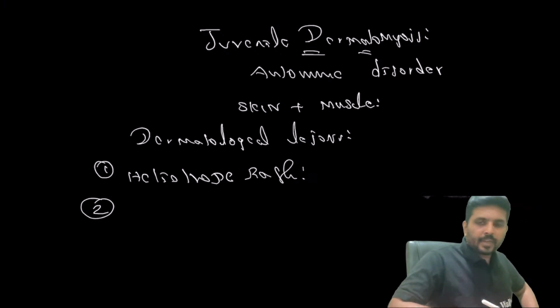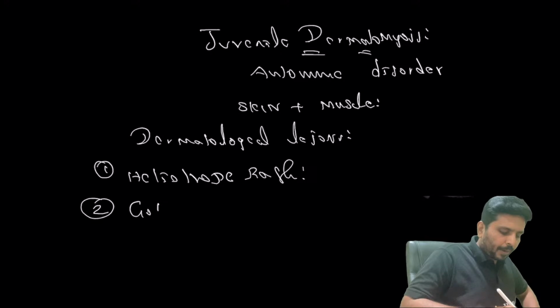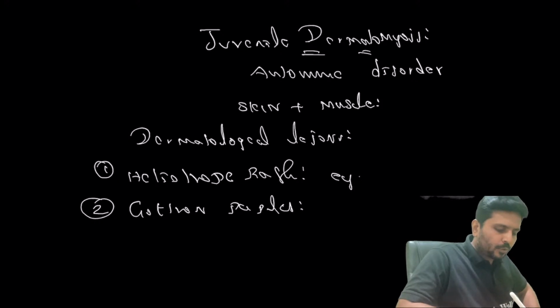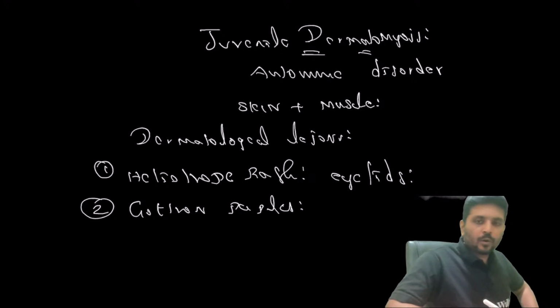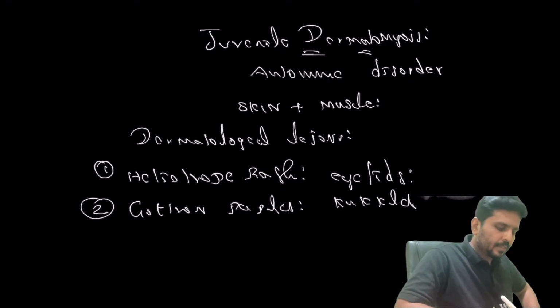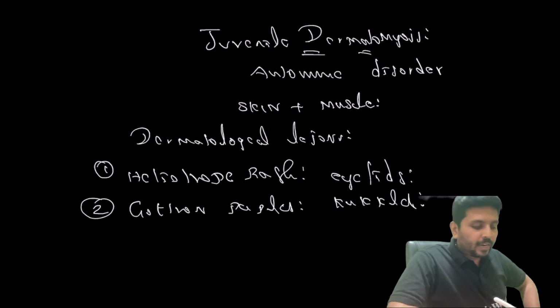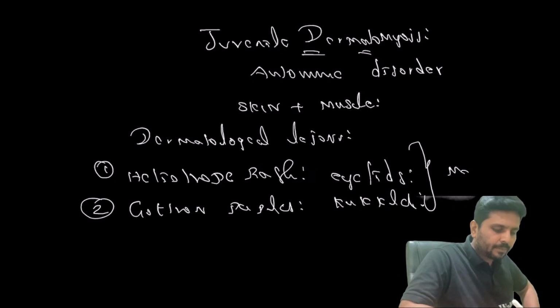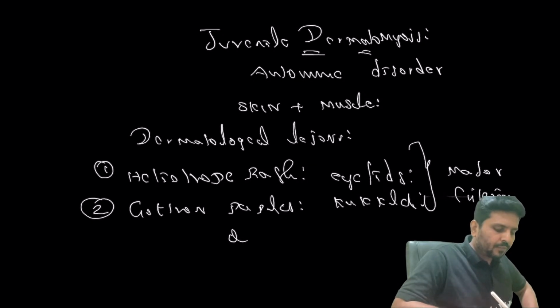And another is Gotron papules. Heliotrope rash is over the eyelids and the Gotron papules are over the knuckles. These two are pathognomonic of juvenile dermatomyositis. This comes under major criteria, along with one of the minor criteria.